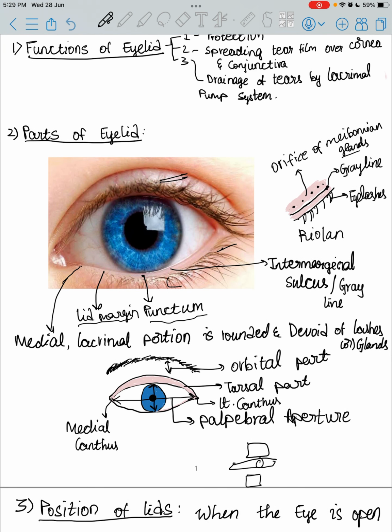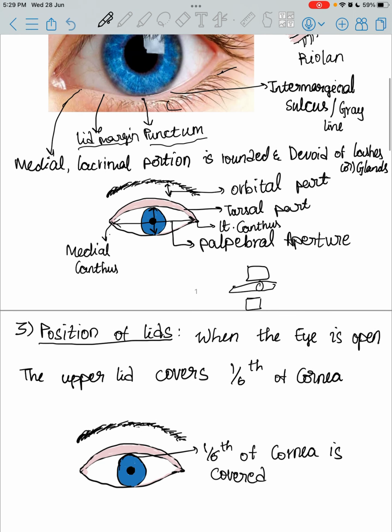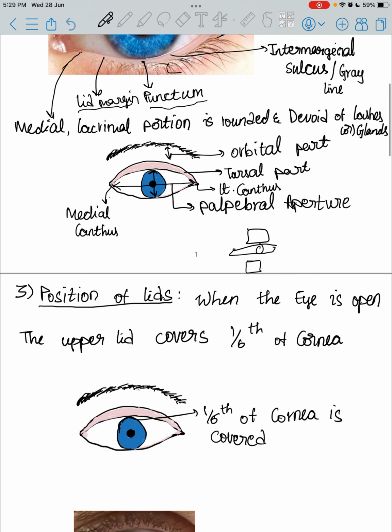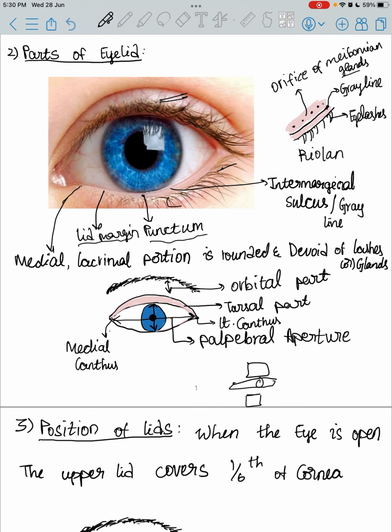Canthi. As we can see in this picture, the medial canthus is blunt. The lateral canthus is sharp. Palpebral aperture. The elliptical space between the upper and lower eyelid when the eyes are open is known as the palpebral aperture. It measures about 10 to 11 mm vertically and 28 to 30 mm horizontally.